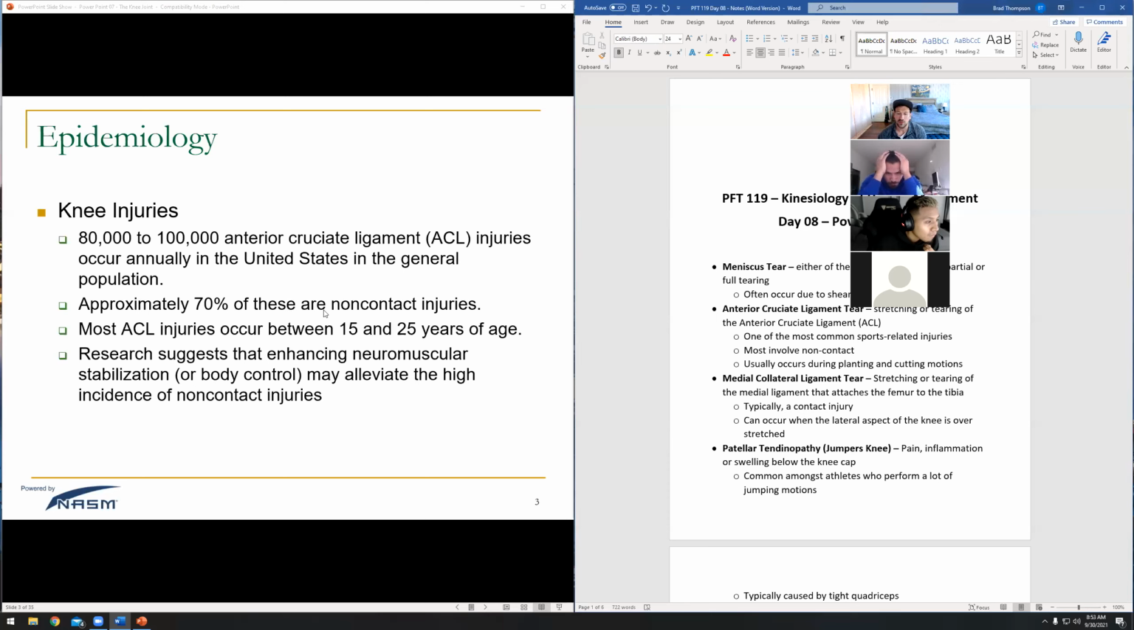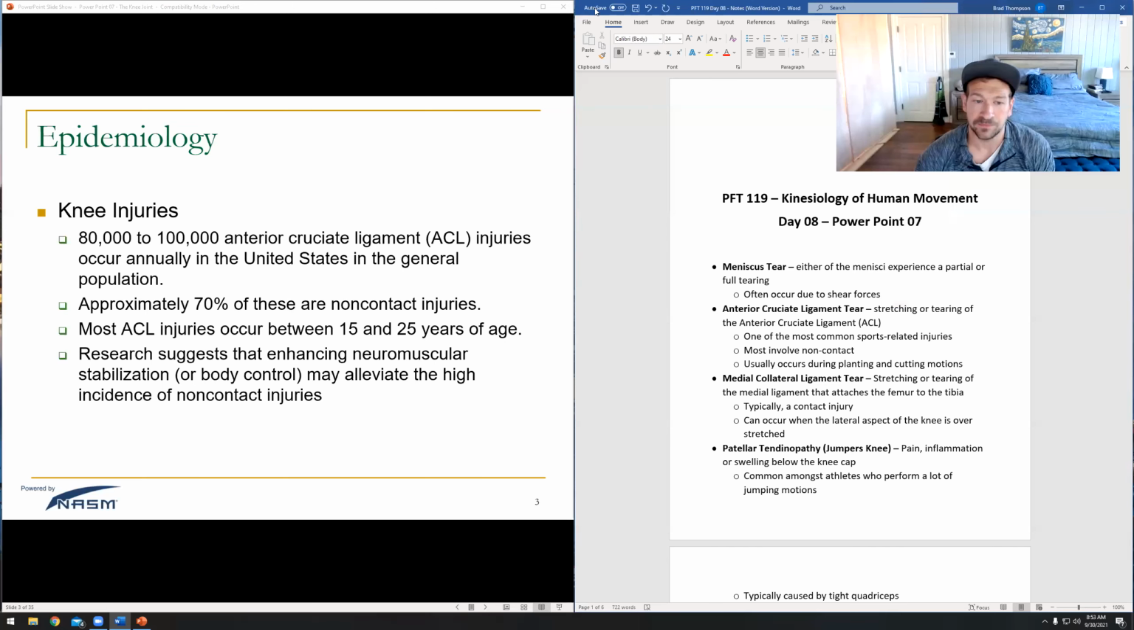It usually happens somewhere between 15 and 25 years of age. That's where we see most of our ACL tears, within that age range, because those are the years that most people actually play sports. Although obviously, it definitely can happen later as well.